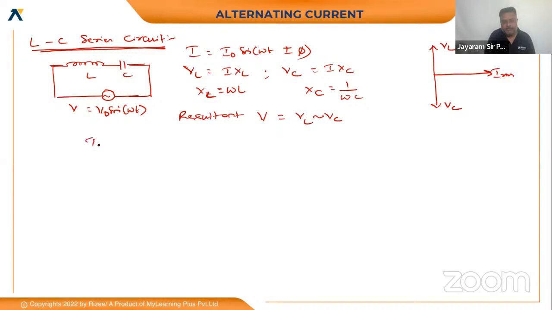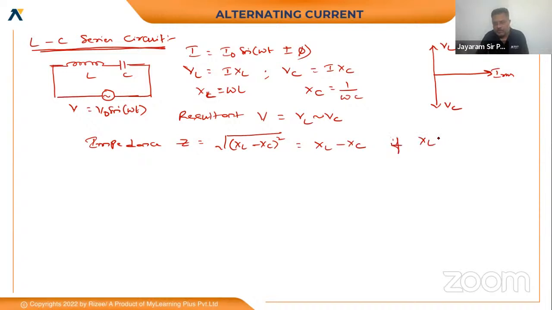Now the impedance of the circuit, that is Z, can be written as root over, obviously R will be cancelled, (XL minus XC) whole square, or else you can remove the root, which is XL minus XC. So in this case, if XL is equal to XC, then Z becomes 0. That is, the impedance of the circuit will be 0. What is the condition for that?